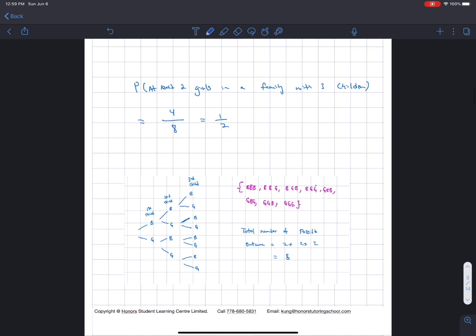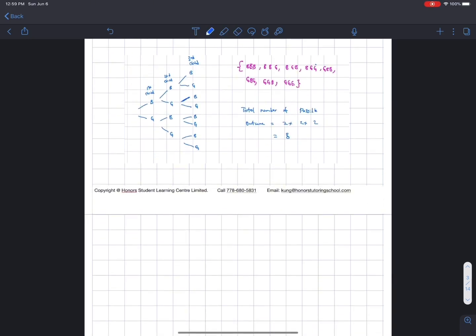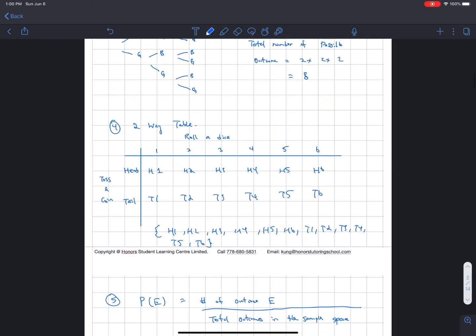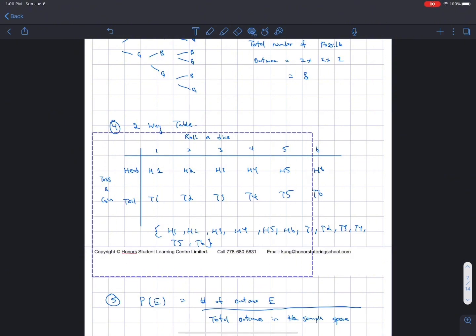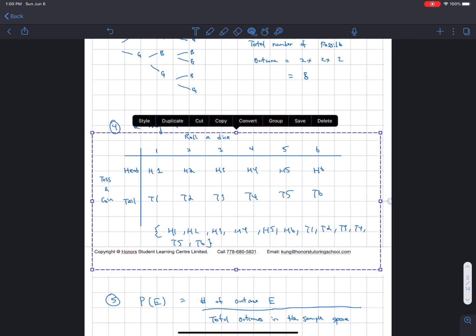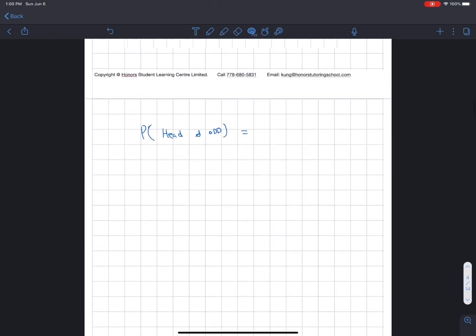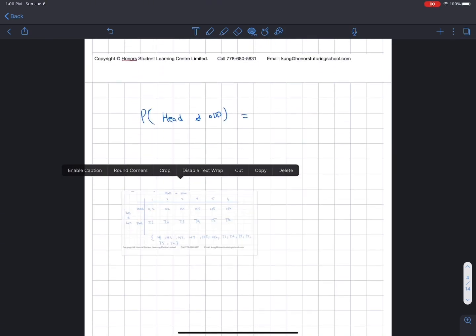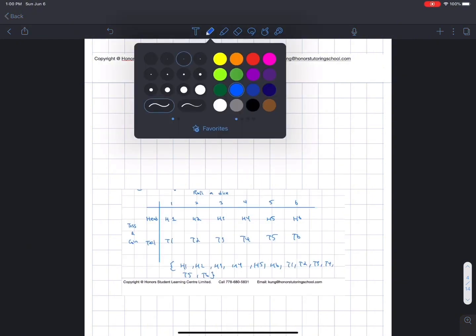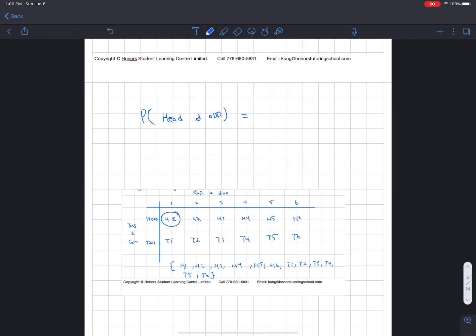We can also go back to the other example. What is the probability of head and odd number, something like that, head and odd number. So we can go back to our two-way table. So we want head and odd. So H1, H3, and H5, those are head and odd.